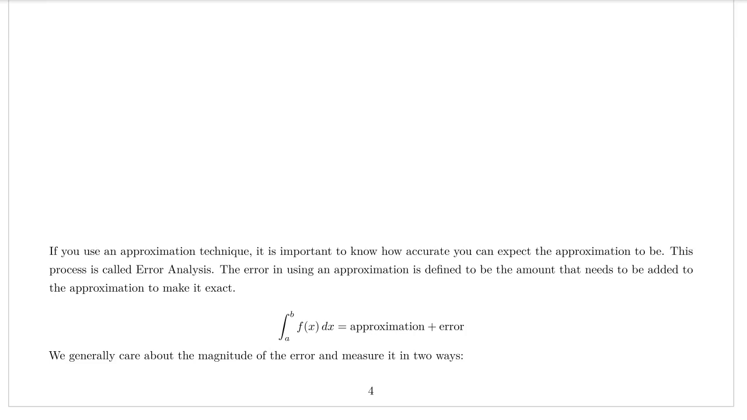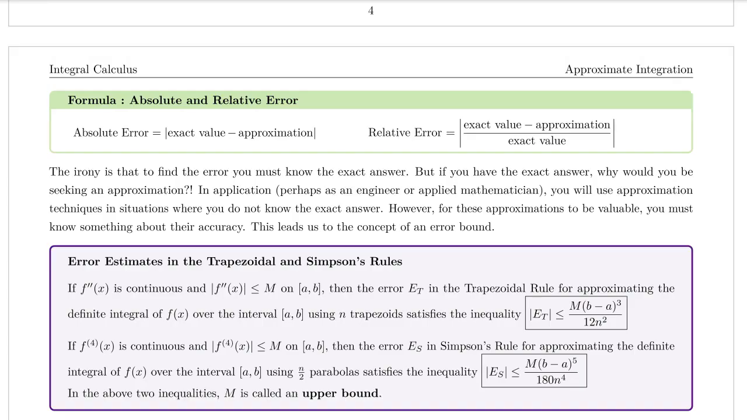We generally care about the magnitude of the error and measure it in two ways. Those two ways are absolute error, which is equal to the absolute value of the exact value minus the approximation. And the other kind of error we care about is called relative error, and that's equal to the absolute value of the exact value minus the approximation, divided by the exact value.